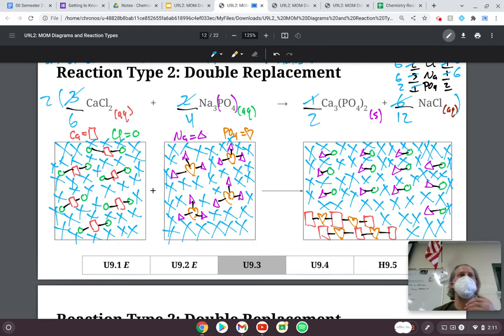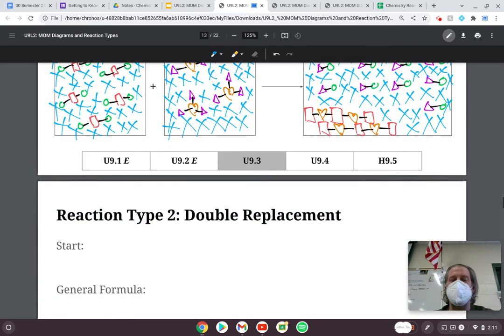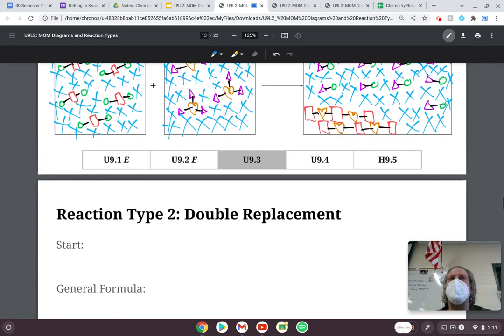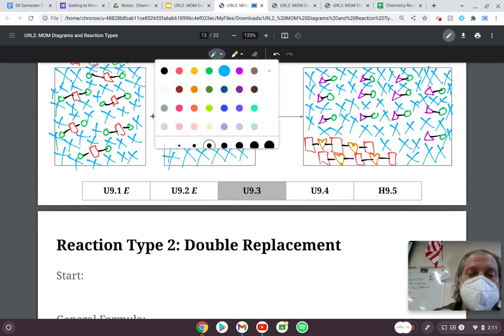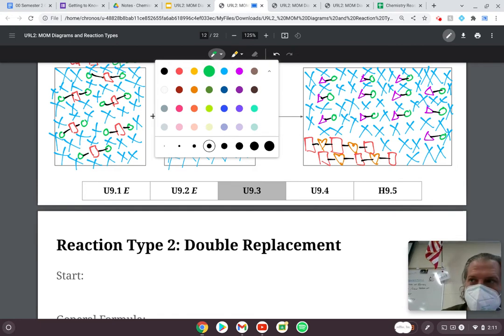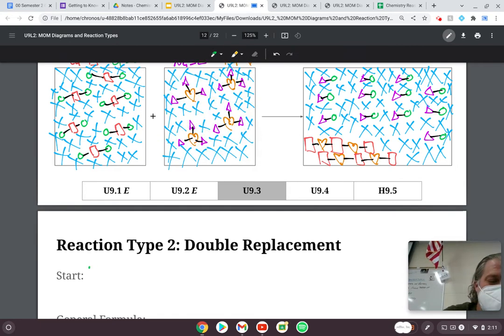All right, so this is a double replacement reaction. And now I need to talk a little bit more about what the double replacement reaction actually is. In all double replacement reactions, you have the same type of starting materials. It always starts with two aqueous solutions.